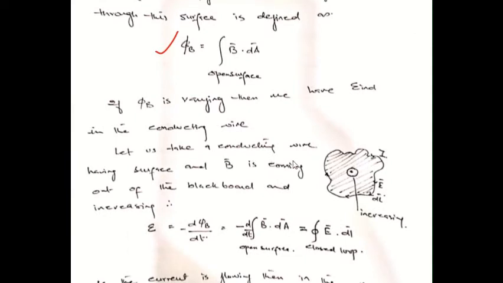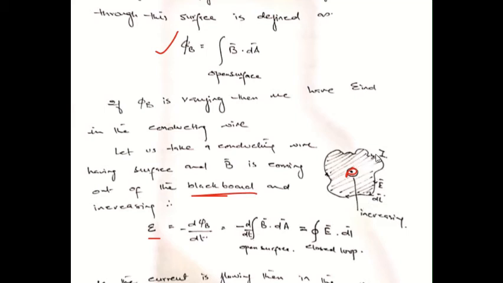Let us take a conducting wire having surface and magnetic field is coming out of the blackboard, in this case out of the laptop screen, and we are considering that the magnetic field is increasing with time. So we can write this induced EMF equals minus d phi B over dt, and this is also equal to minus d by dt integral B dot dA.